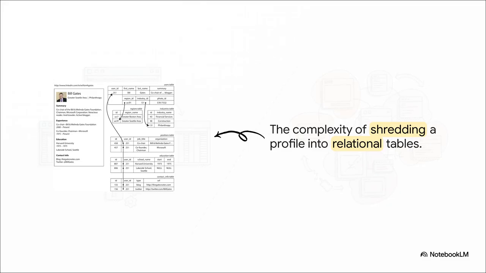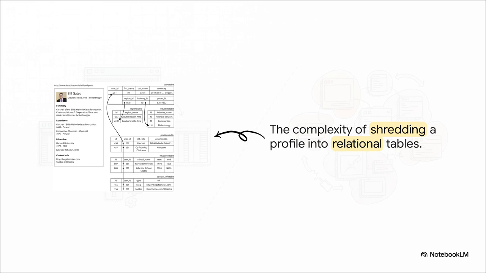Just think about a standard professional profile, like what you'd see on a networking site. To fit this into a relational database, the data has to go through a technique called shredding. The user's basic info goes into one table, their jobs into another, and education into a third.